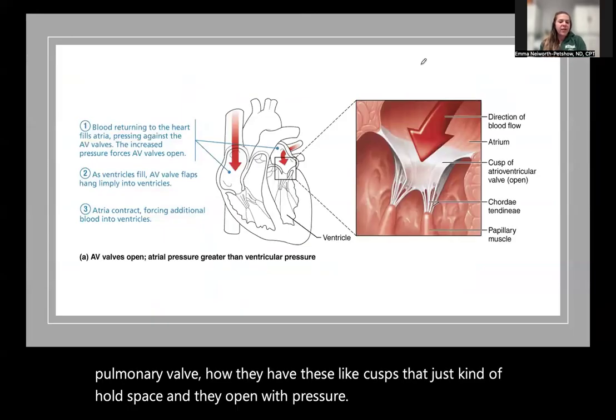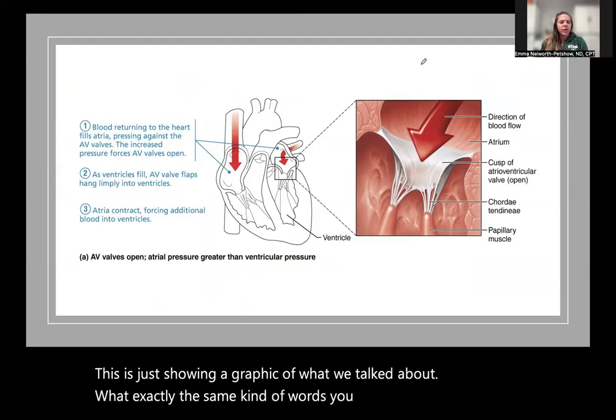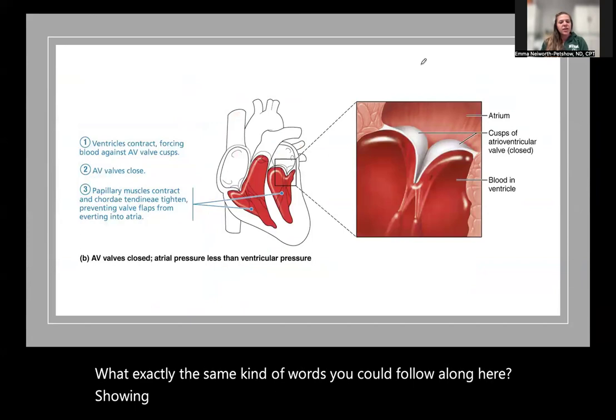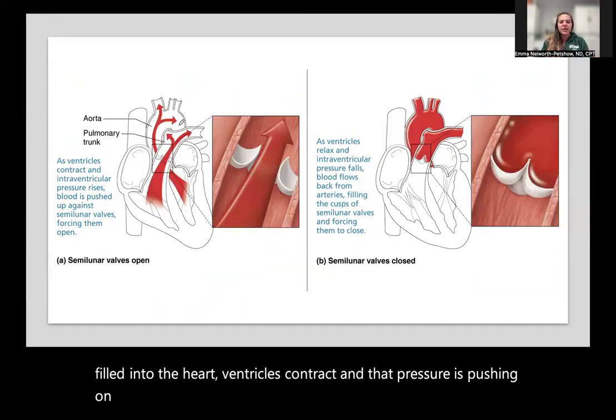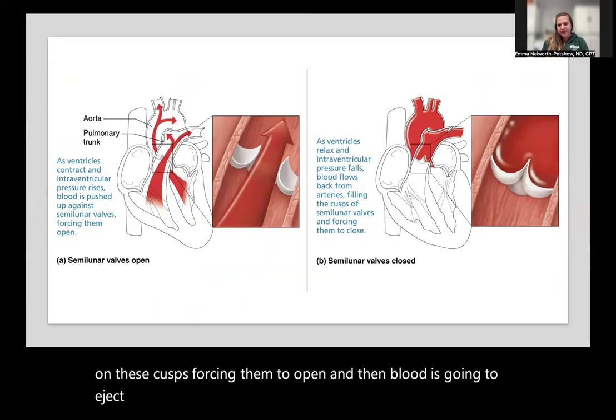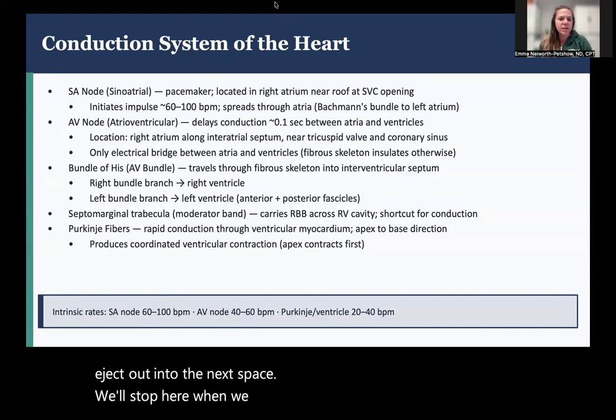This is just showing a graphic of what we talked about with exactly the same kind of words. You could follow along here, showing blood flowing into the heart. Then when the blood has fully filled the heart, the ventricles contract, and that pressure is pushing on these cusps, forcing them to open, and then blood is going to eject out into the next space. We'll stop here. When we come back, we'll look at the conduction system of the heart.